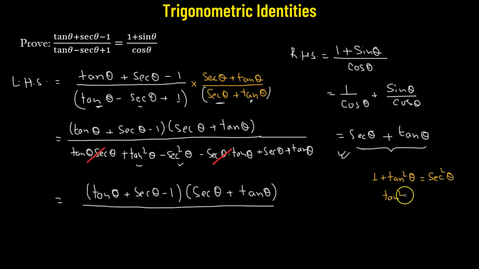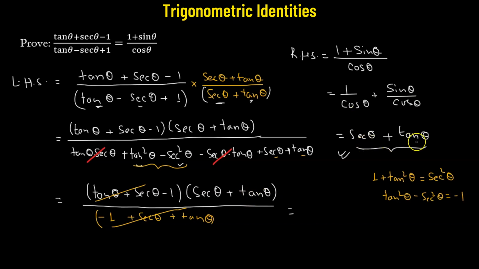So from here we can say that tangent squared theta minus secant squared theta will be equal to negative 1. So we can combine these two terms and replace it with negative 1. Then we're left with positive secant theta and positive tan theta. Now luckily this expression in the denominator is also repeated in the numerator, so they cancel out and leave us with secant theta plus tangent of theta.